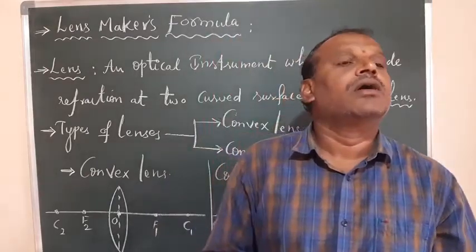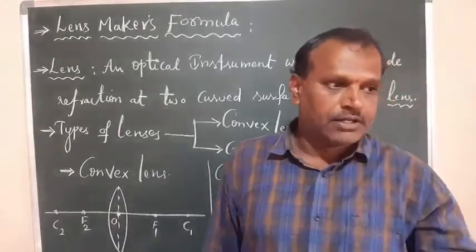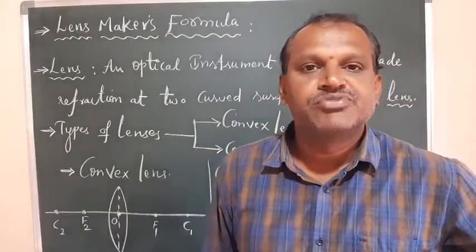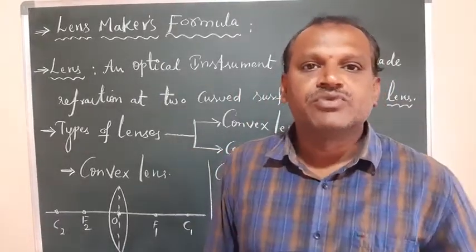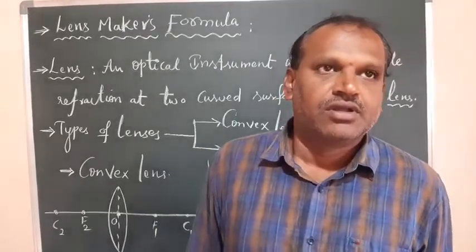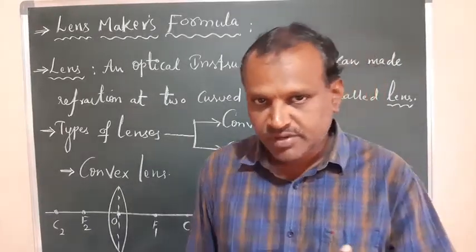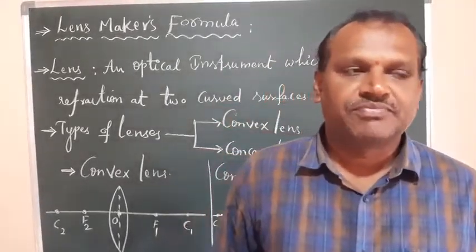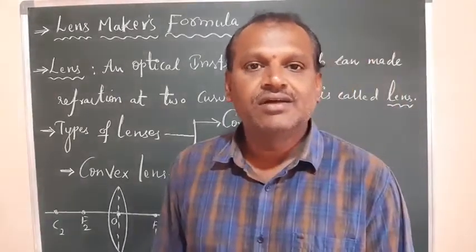So we covered the topic of refraction, and in that, laws of refraction, refractive index, absolute refractive index, relative refractive index, and refraction at curved surfaces. There we have a relation between five variables: refractive index of the first medium, refractive index of the second medium, object distance, image distance, and radius of curvature.